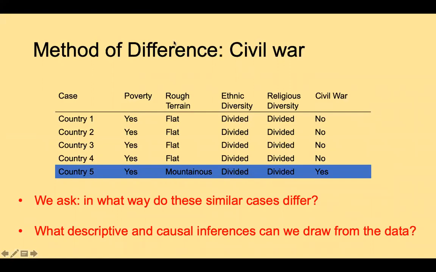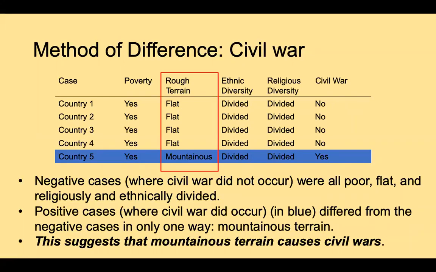Because we're clear on this, let's take a look at my results when I did the analysis and did some descriptive and causal inference after examining the cases to see how they differ. So what I observed is the following. In negative cases where civil war did not occur, countries 1 through 4, were all poor, flat, and religiously and ethnically divided.